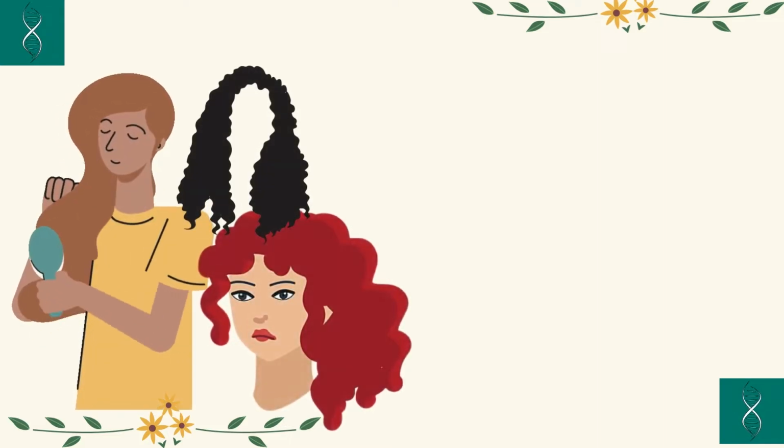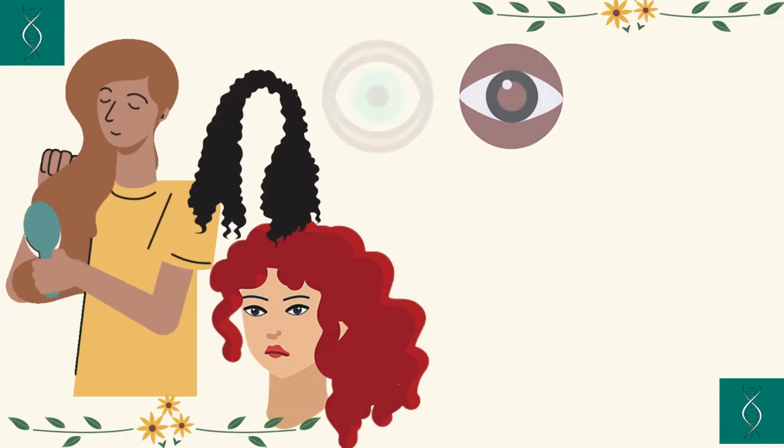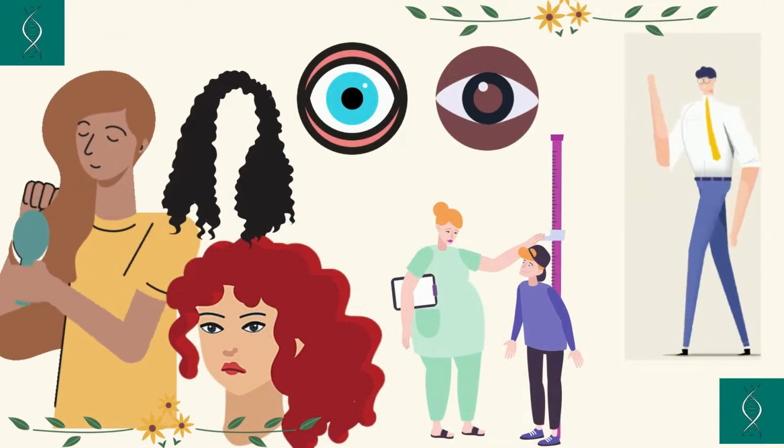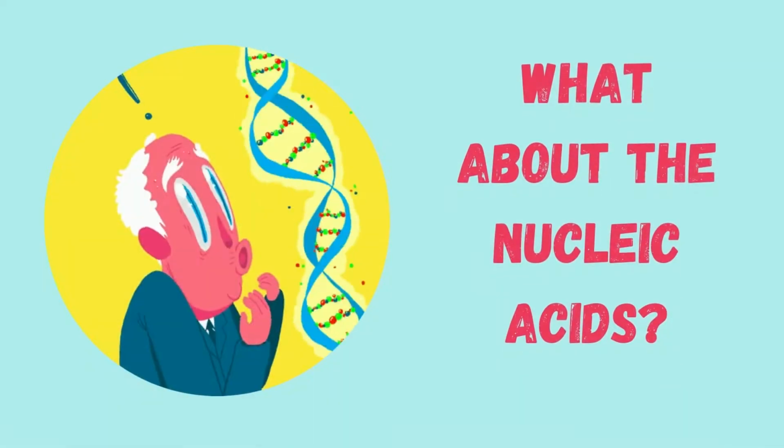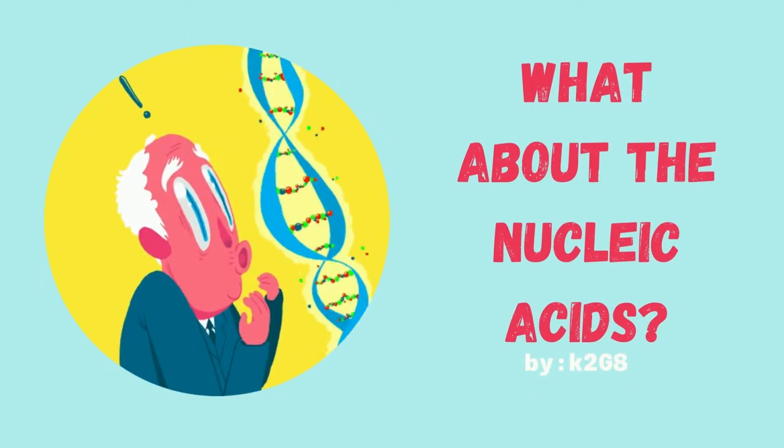Have you ever wondered why your hair is straight, but others have voluminous curly hair? Why some people have blue eyes, but you have brown eyes? Or even why you're so short, but others are so tall? Well, these characteristics are controlled by the nucleic acids in your body. In this video, we're going to explain nucleic acids.